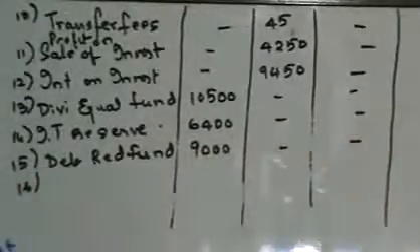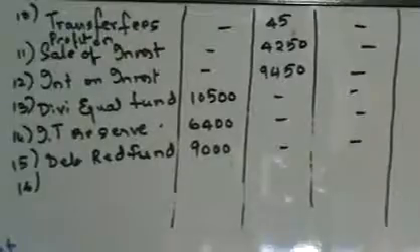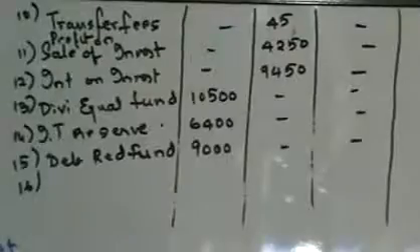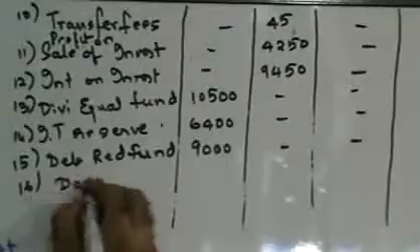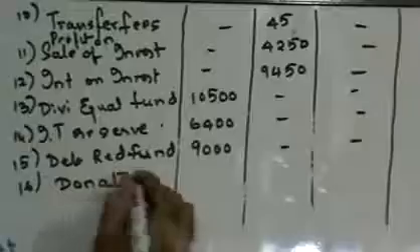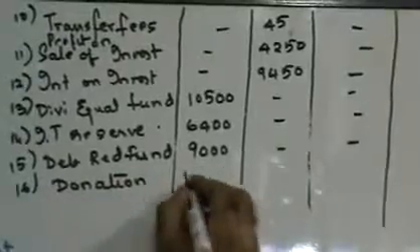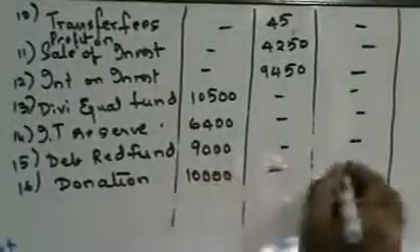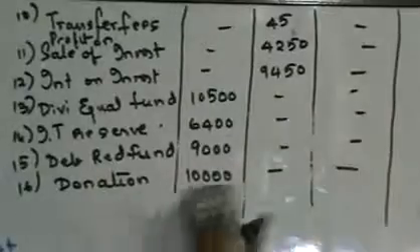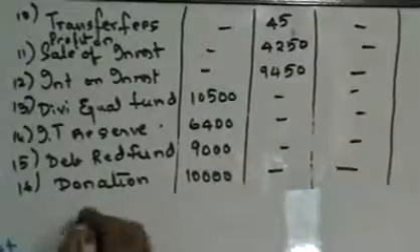Next, a sum of 10,000 was given as donation to Prime Minister Relief Fund and has been charged to profit and loss account. Donation. You've given a donation of 10,000, debit expenses and losses. Right? Let's make the paperwork for this, guys.